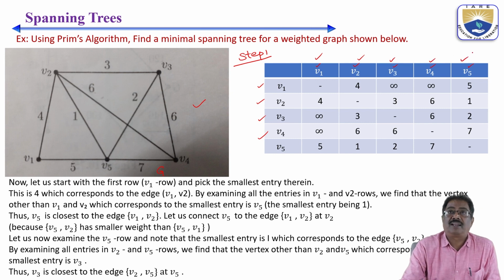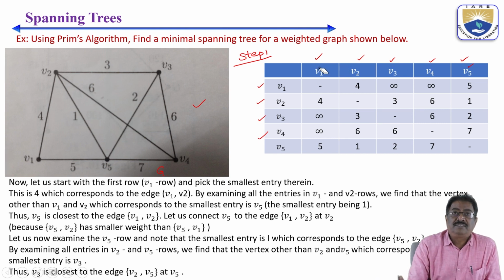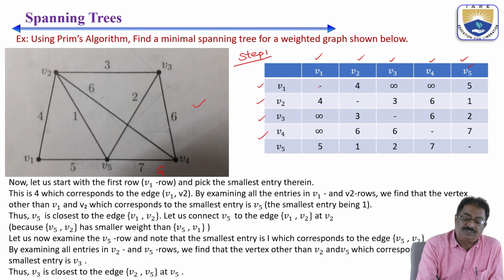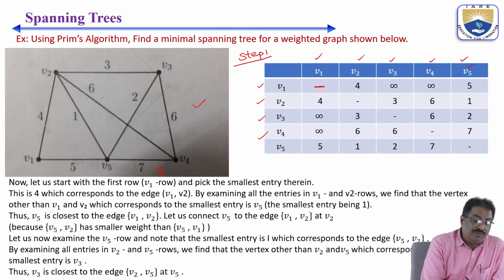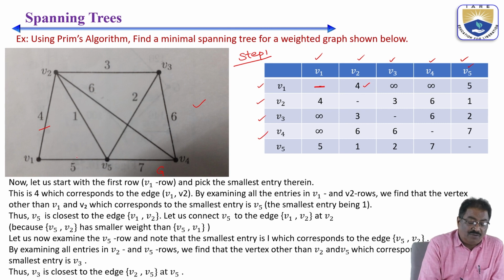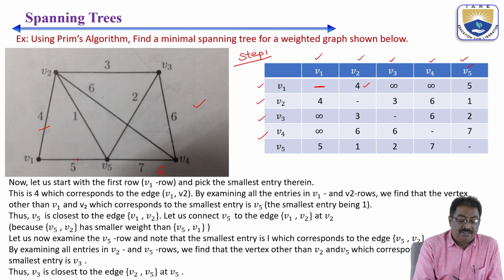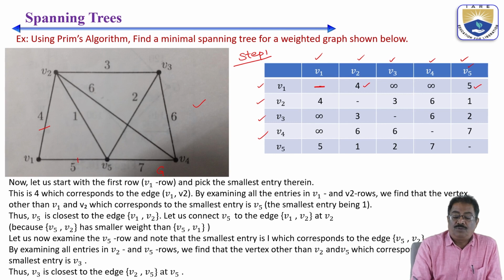Rows as well as the columns are nothing but the vertices. Now, suppose V1 to V1, there is no edge, so we are taking it as no entry. V1 to V2, the weight of that is 4, so we are taking 4. And V1 to V5, the weight is 5, so we are considering that. The remaining vertices are not reachable, so we are going to take infinity weight to that.